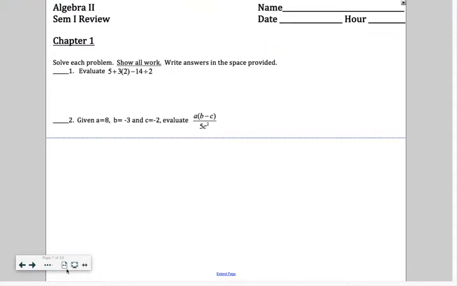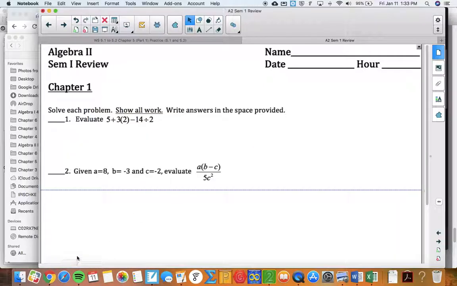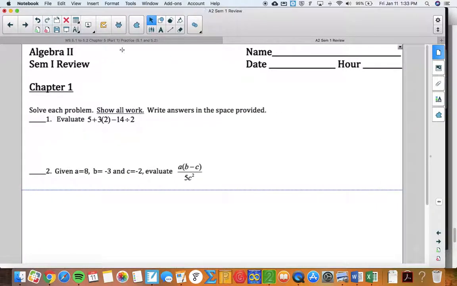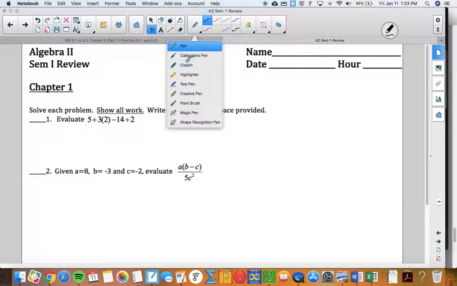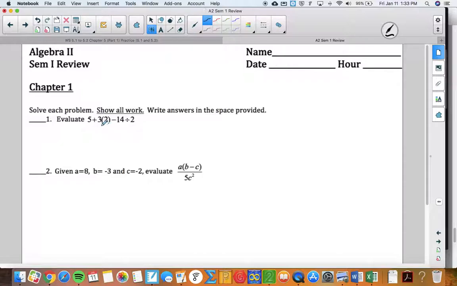Here is your Algebra 2 Semester 1 review. So number 1, we're starting with our order of operations. Remember, you start with parentheses, then exponents, then multiplication and division. And so multiplication and division happen right there.